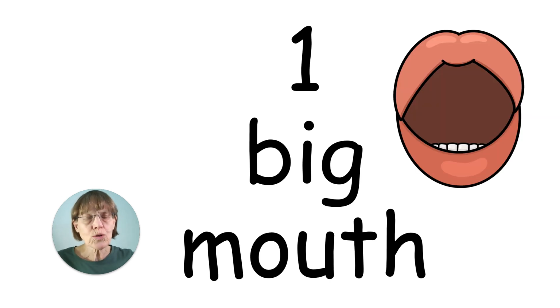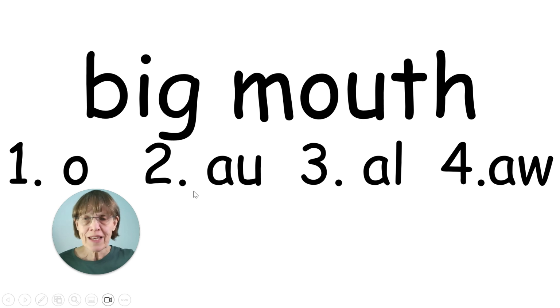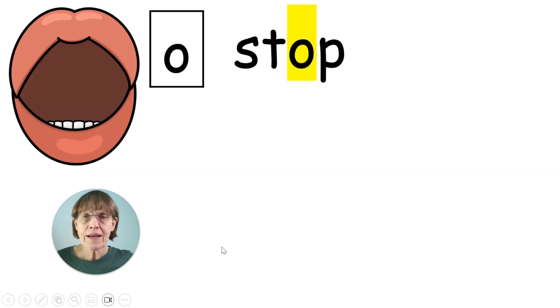Now we're on to our big mouth sound. 1 sound, but 4 spellings. So number 1, we can spell aw with an O. Number 2 with an AU. Number 3 with an AL. And 4 with an AW. So please read this word.